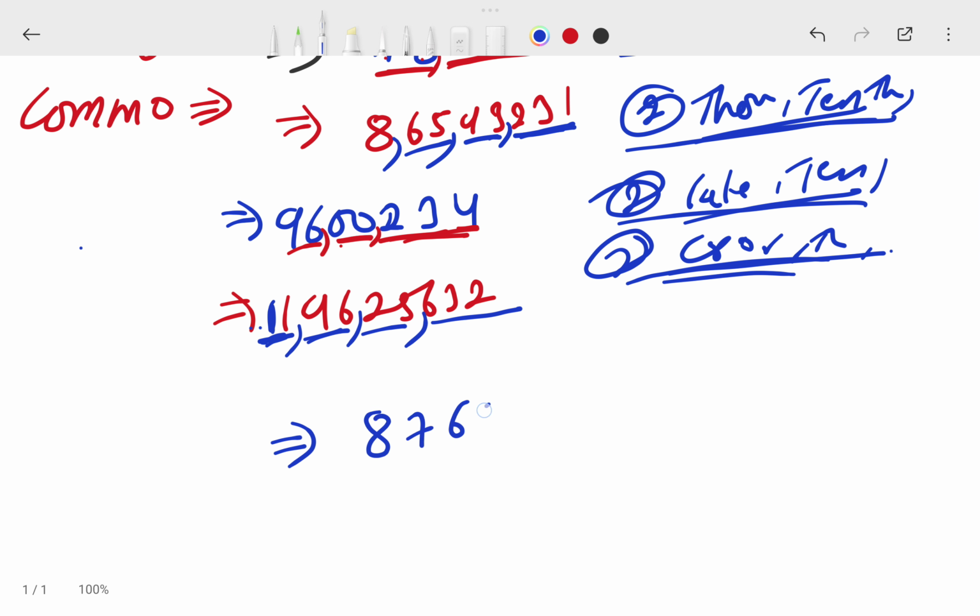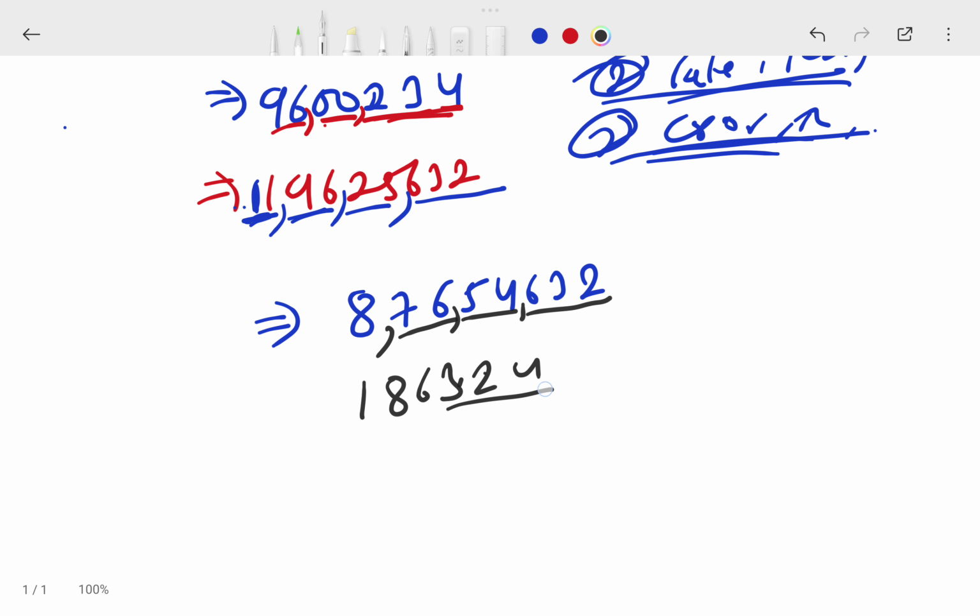Now see another example: 8 7 6 5 4 3 2 1. Don't think this is a mobile number, this is not a number like that. In the Indian number system, put a comma after the first 3 digits, over. After 2 digits, over. After 2 digits, over. Simple, nothing more we have to do. For any other question, do first 3 digits, then 2 digits, over.